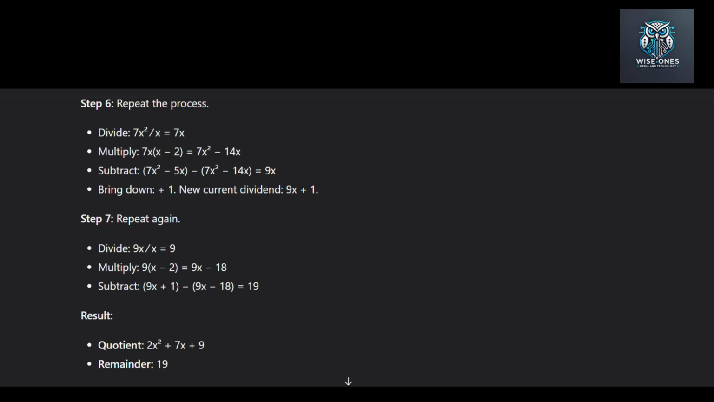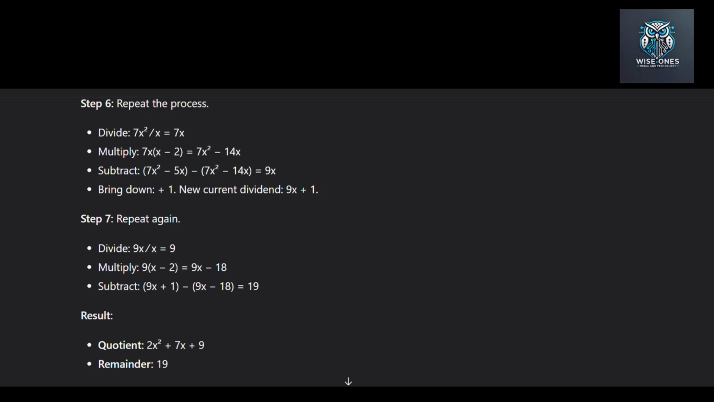Multiply the divisor by 9. 9 times x is 9x. 9 times negative 2 is negative 18. So we get 9x minus 18. Subtract this from the current dividend. 9x plus 1 minus open bracket 9x minus 18 close bracket. 9x minus 9x is 0.